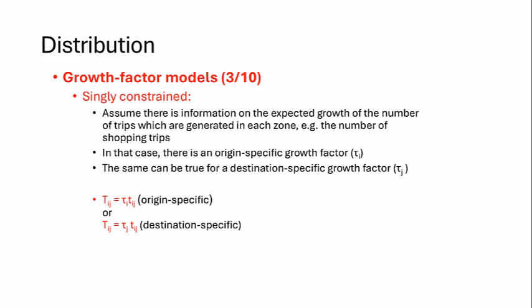Now let's look at the singly constrained growth factor model. This method assumes we know the expected growth in trips for either the origins or the destinations, but not both. For example, if we have forecasts of how many shopping trips will be generated in each zone, we can apply an origin-specific growth factor. Alternatively, we could use destination-specific growth factors if we know how attractive each zone will be. The formula is simple. Multiply the base trips in each cell by the growth factor of the relevant zone.